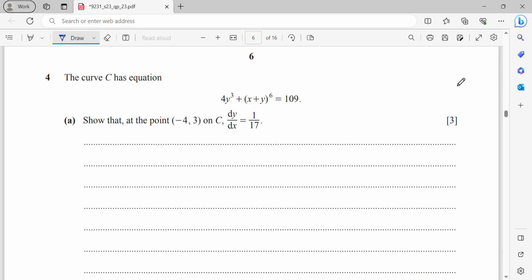Now for question number 4, curve C has this equation. Show that at the point minus 4, 3 on C, this is the dy dx. So now I will rewrite the question first. Now this is actually an implicit equation.